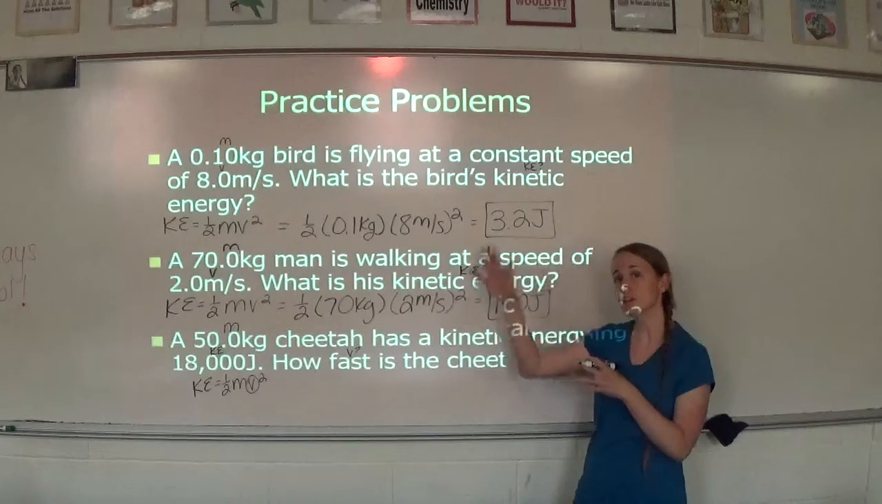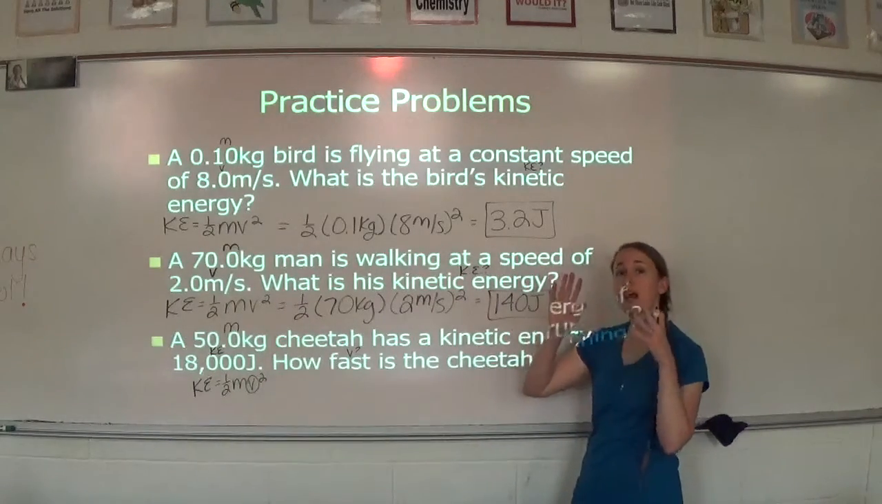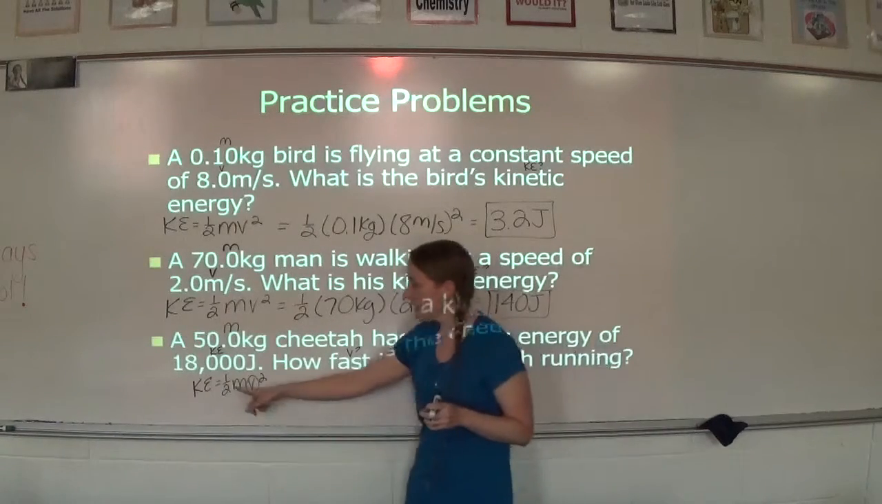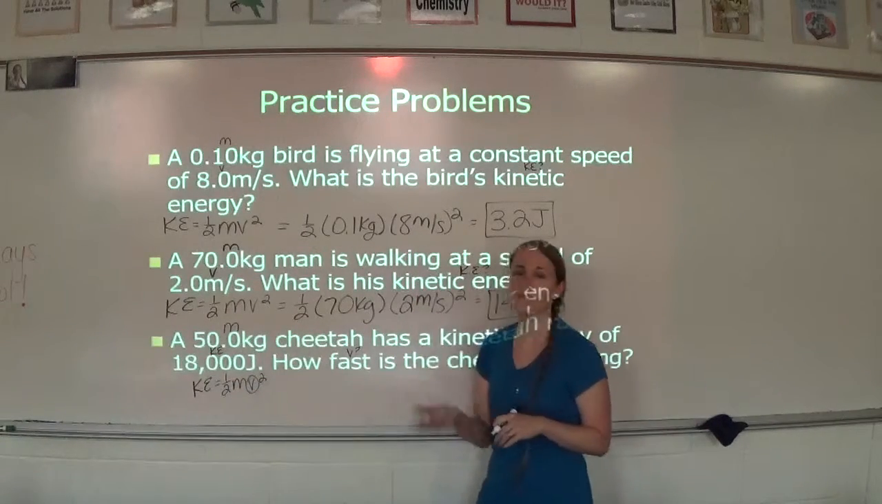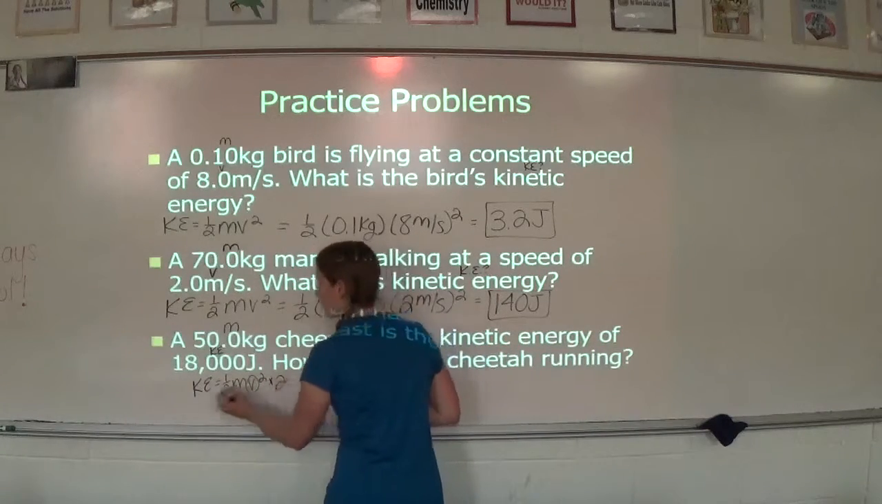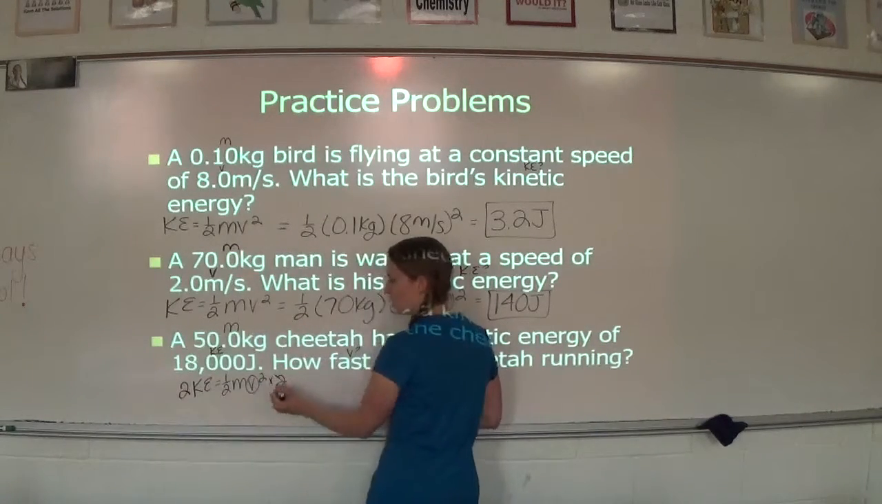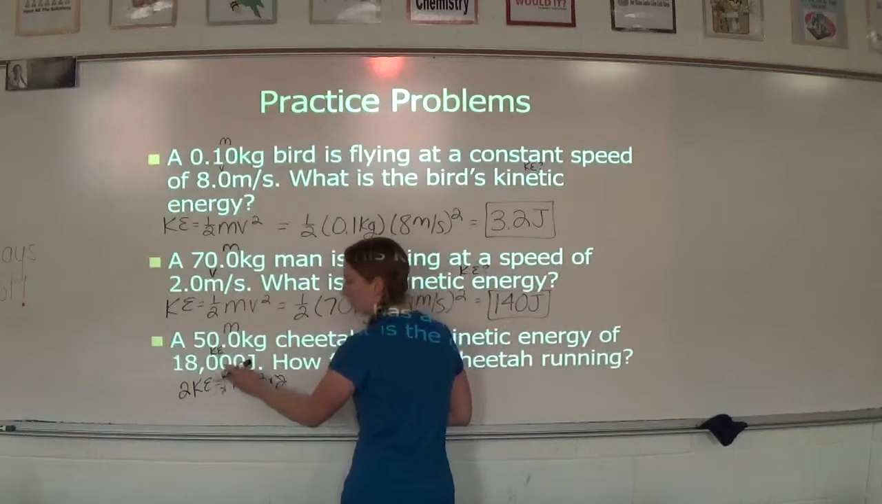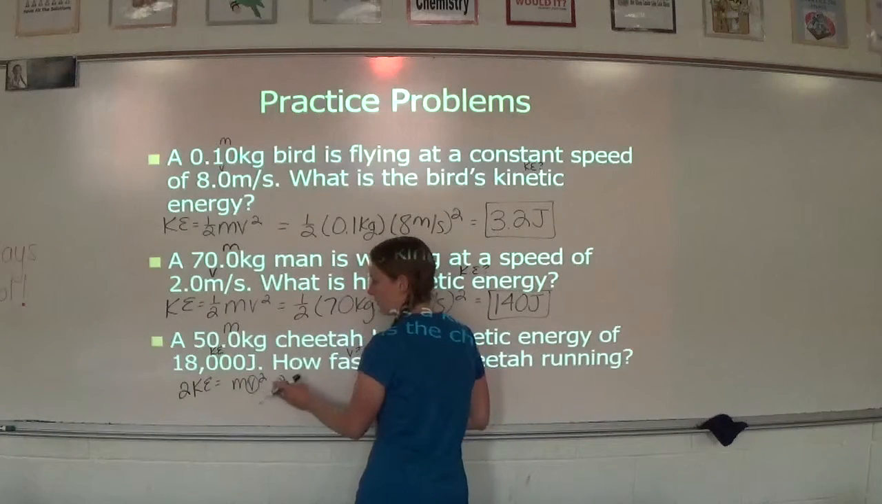So remember, we've got to get everything else on the other side. So we just do the opposite of what's happening. Right now, 1/2 means we're dividing by the 2. So what's the opposite of dividing? Multiply. So I'm going to multiply both sides by 2. See, the 2's cancel. So I'm going to get rid of the half, just so it doesn't throw you off.